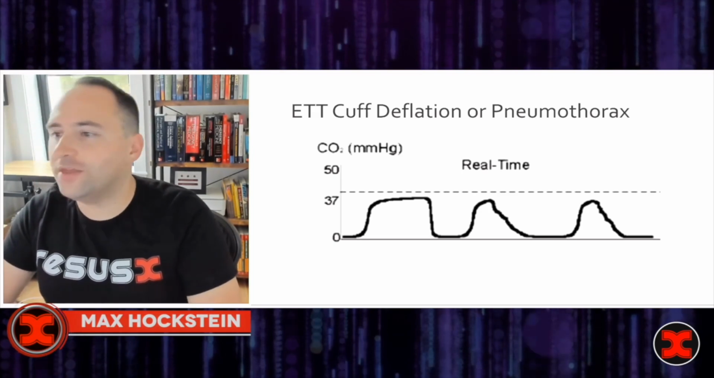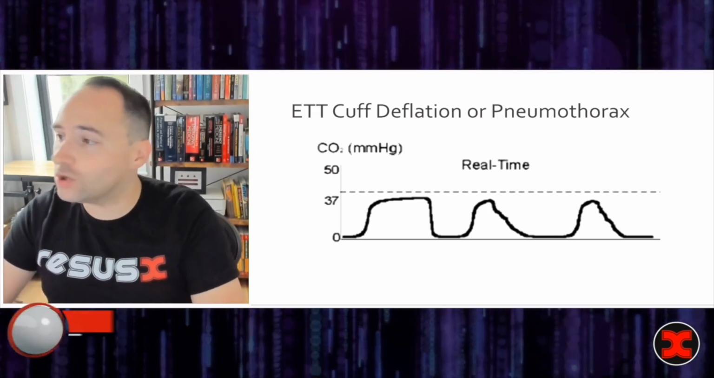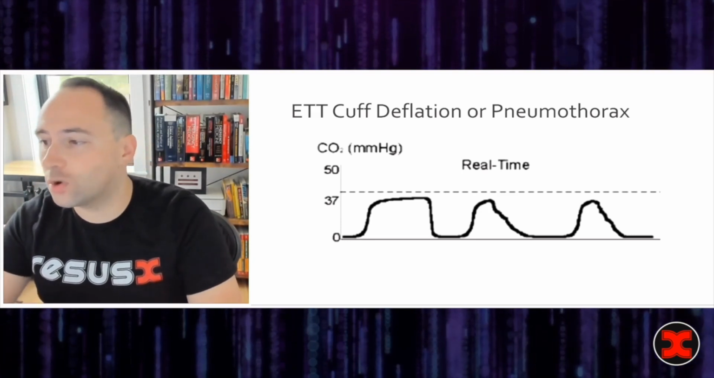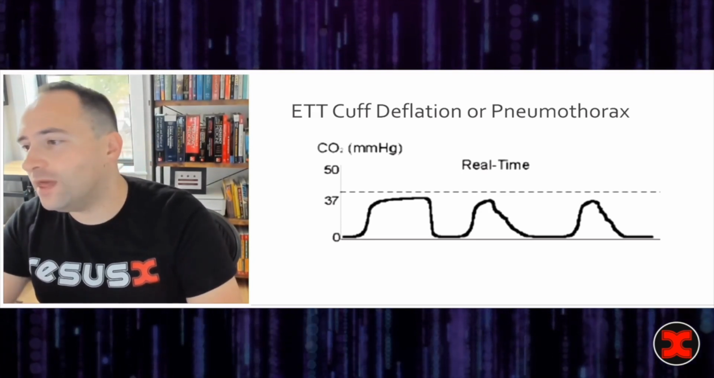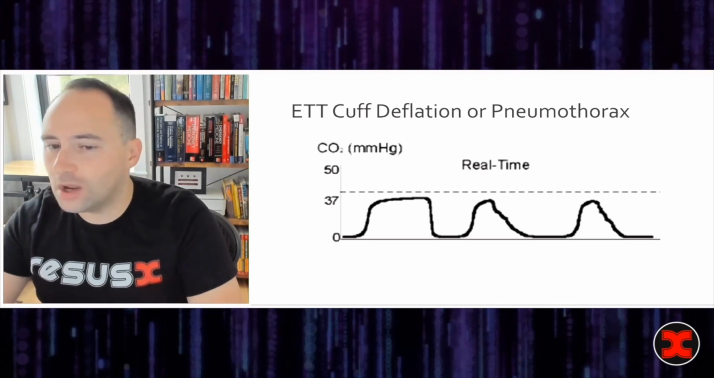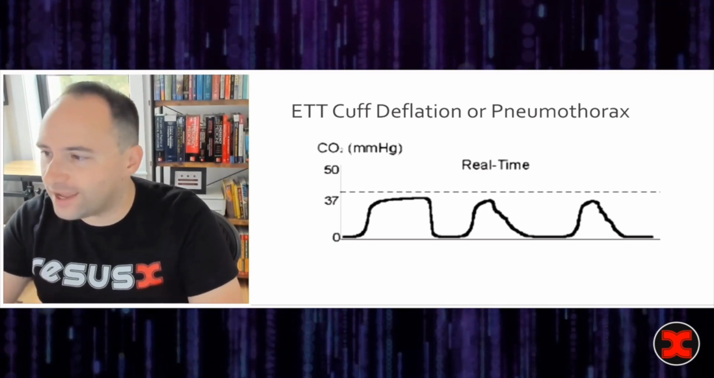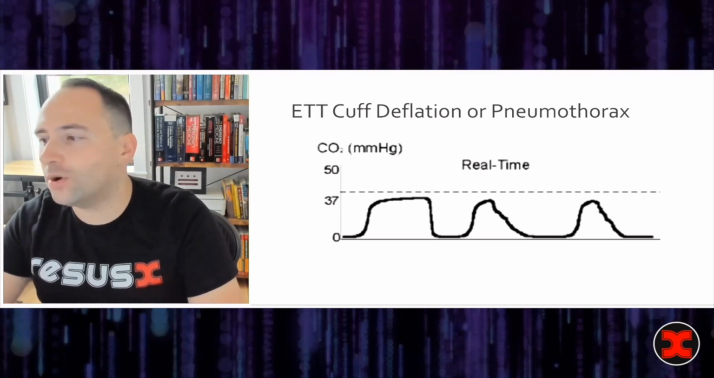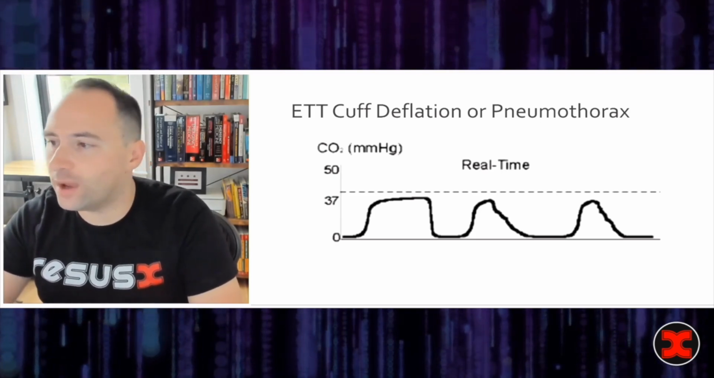All right, so this is either an endotracheal tube cuff deflation or pneumothorax. So you can see for comparison, the first breath here looks normal. It's pretty boxy. And then the subsequent two breaths are almost like it's been deflated. The waveform itself has been deflated. You can see the upper right corner is almost dragged down to the middle of the waveform.